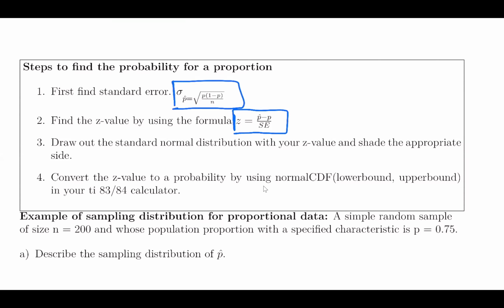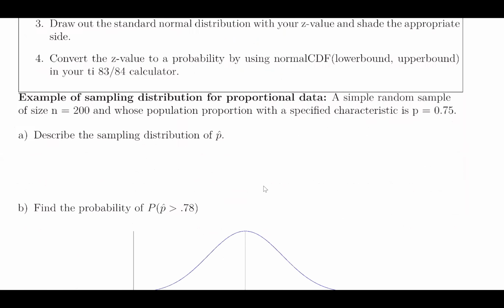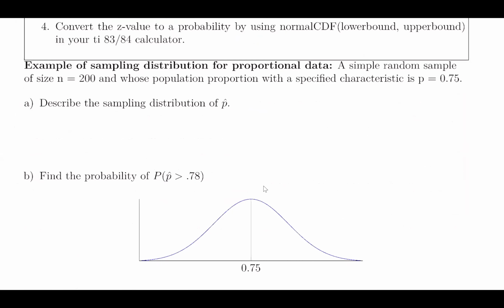If you notice, it's the same thing as what we did before. The only thing different is you first have to find sigma of p hat, versus in the last one you had to find sigma of x bar. All right, so let's do a practice one, and then that'll be it for today. It says a simple random sample of size n equal to 200 whose population proportion with a specific characteristic is p equal to 0.75. So I've got n equal to 200 and p equal to 0.75.